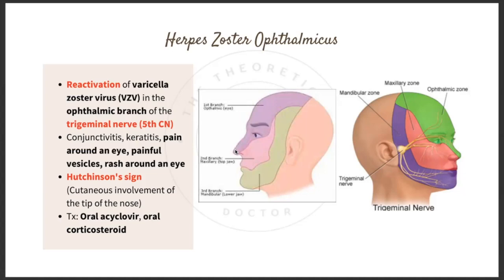So you have to take note, it only affects the ophthalmic part. It doesn't affect the other parts. So it's not visible at the cheeks, it's not visible at the jaw, just the ophthalmic part. Now, treatment for that, since it's caused by virus, you would give oral acyclovir or oral corticosteroid.